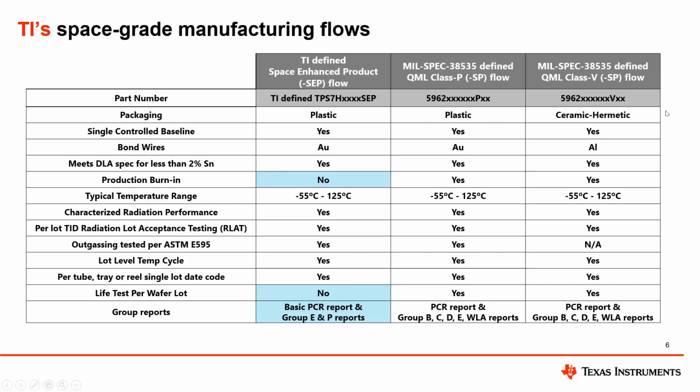So again, for the strictness of radiation and reliability environments, you can position the -SP or rad-hard Class B devices there. For something needed as a more cost-effective solution on LEO and MEO type applications, you can look to leverage the SCP devices.